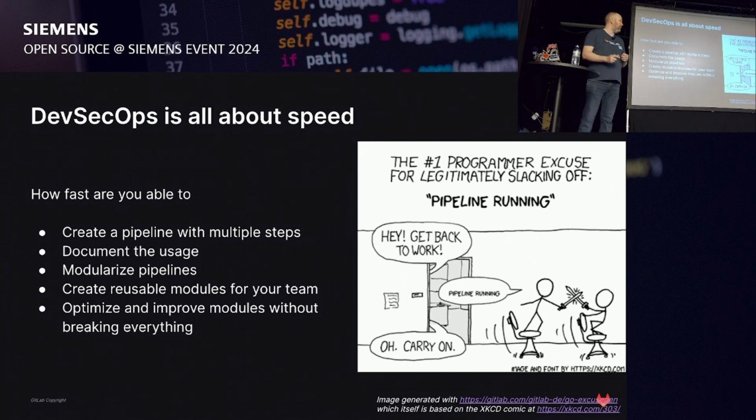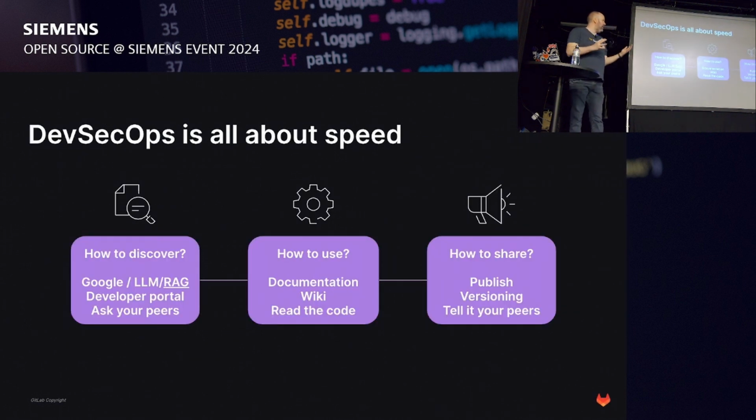The idea was, how can we make it easier to discover certain things in DevSecOps? We could use Google search, we can use LLMs, or even RAG. There might be a developer portal, or you just ask your peers, which takes a long time when onboarding in a new team. Then how to use CI/CD or specific pipelines: maybe there's documentation, maybe there's a wiki. Sometimes it's just read the code, self-explaining things.